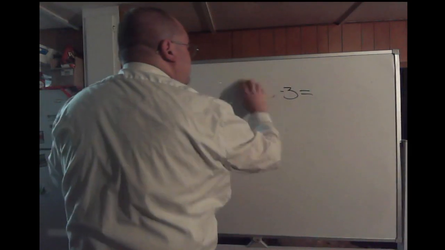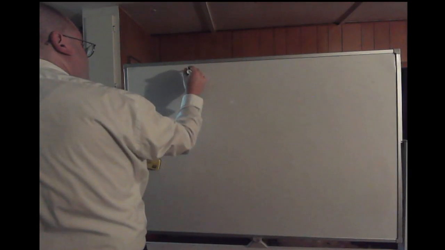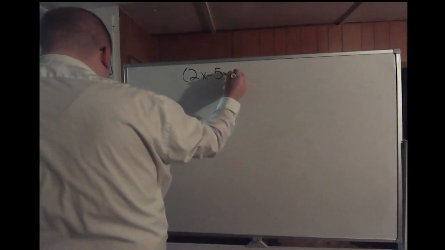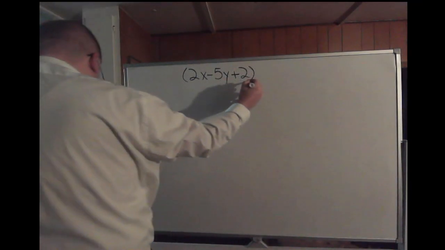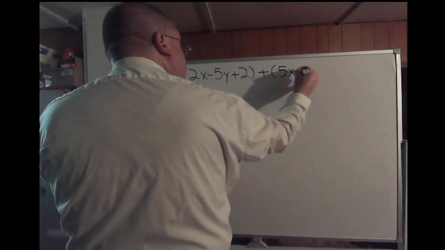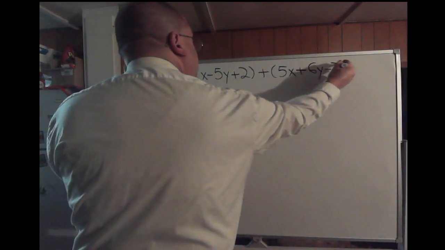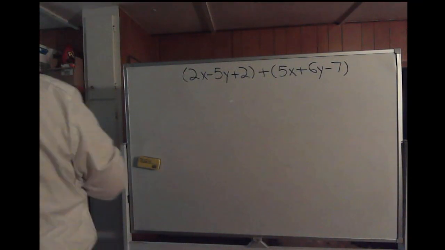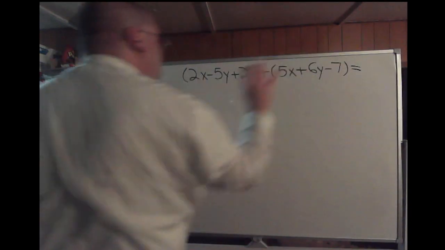Alright, time to take it up a notch. Let's see here. We got 2x minus 5y plus 2, that quantity plus the quantity of 5x plus 6y minus 7. Okay? So we got these two quantities. Again, group your like terms together.